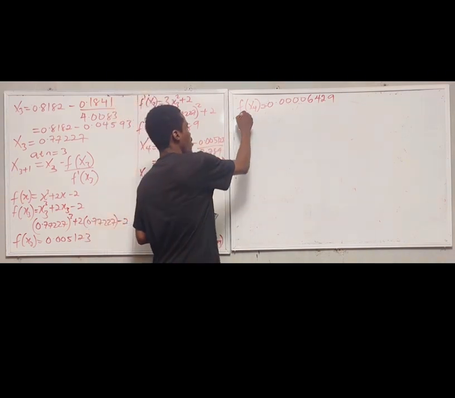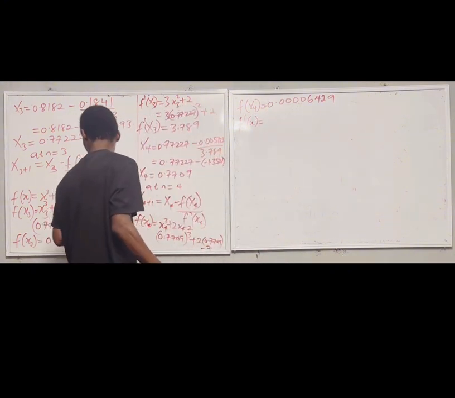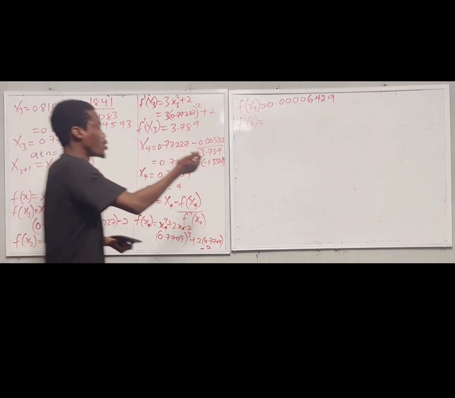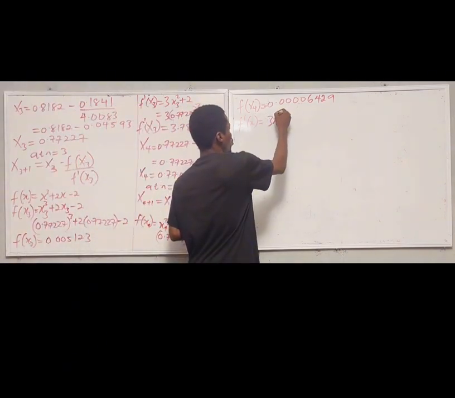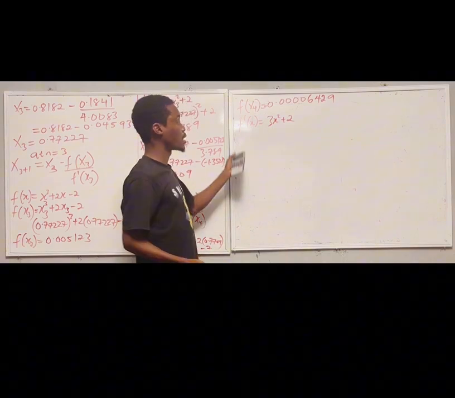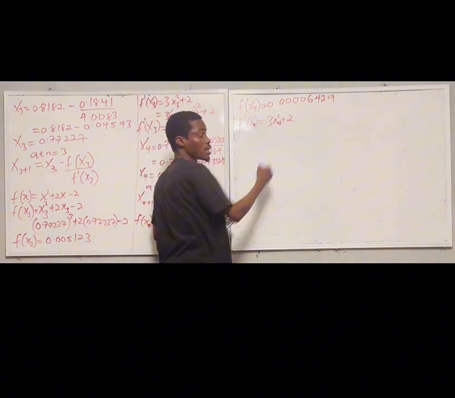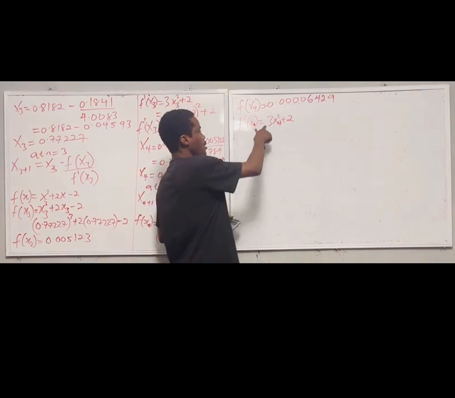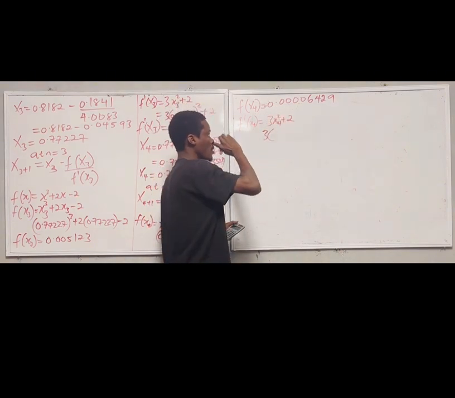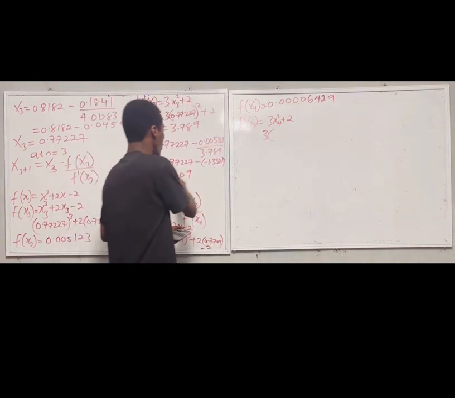So f prime of x. What is my f prime of x? My f prime of x is 3x squared plus 2. And whenever I see x, I put x4. I want to get f prime of x4, so it means this one will be x4. So it means 3 times x4 squared. My x4, this is my x4 already.